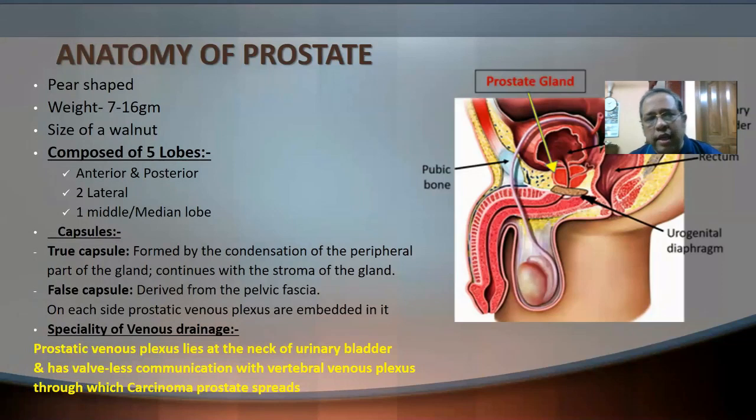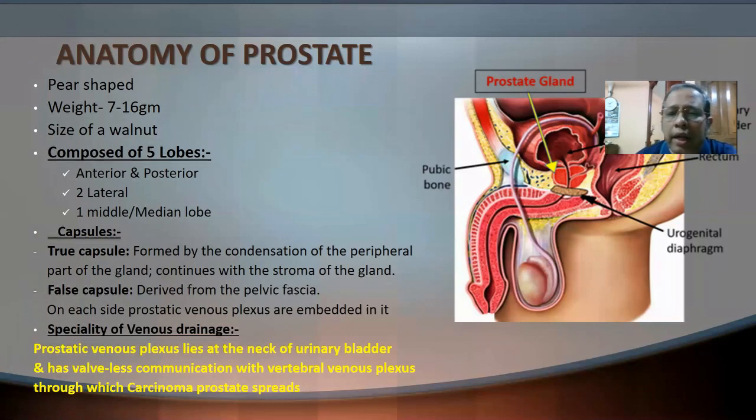First, we discuss the anatomy of the prostate. The shape is pear-shaped. Normal weight is 7 to 16 gram. It's the size of a walnut. It's composed of 5 lobes: the anterior, posterior, 2 lateral, and 1 median or middle lobe.